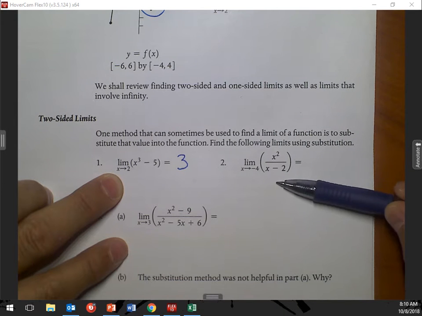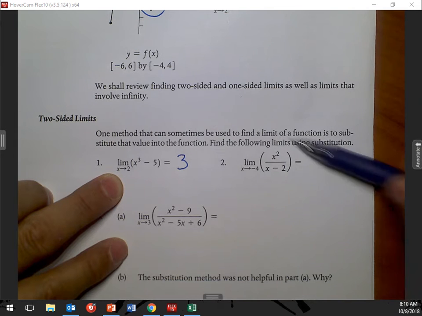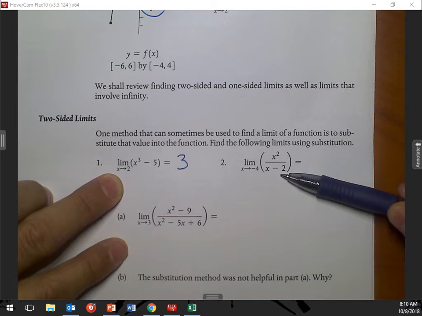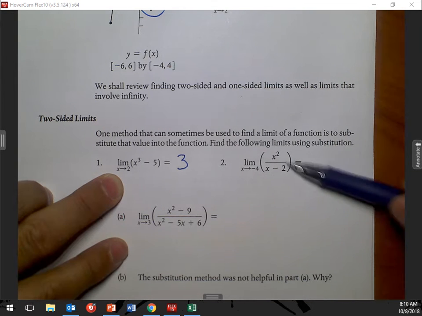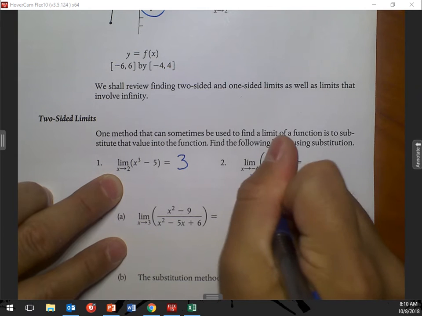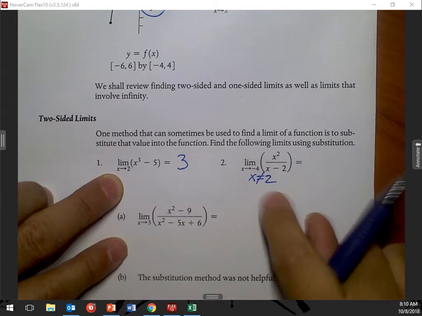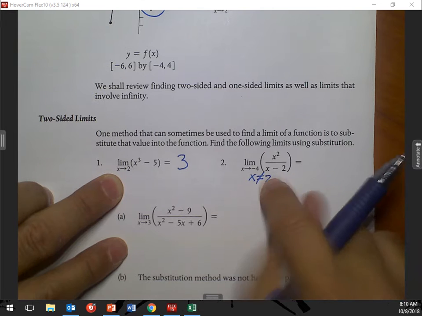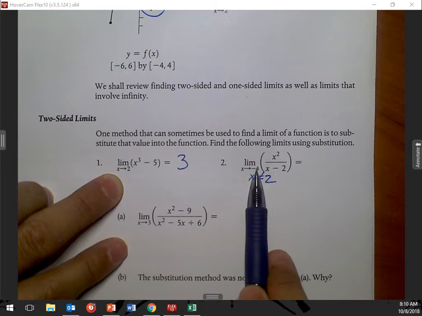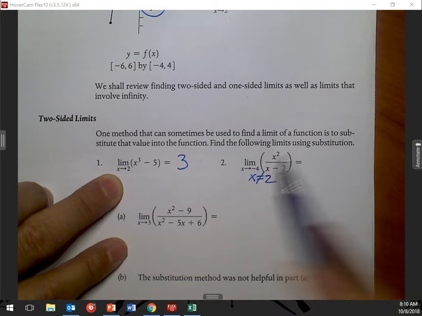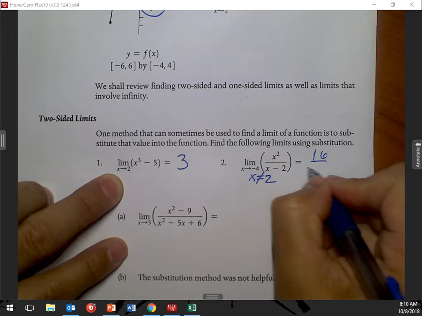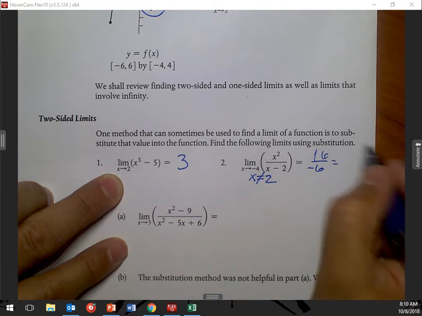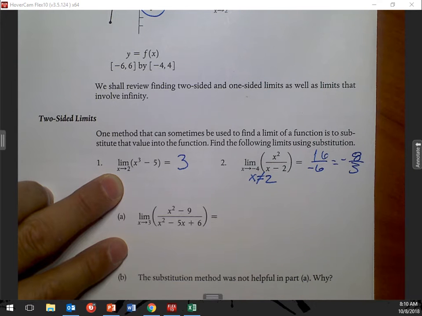Now this one does have a restriction on the domain, doesn't it? X cannot be 2. But the problem is, am I plugging in 2? No, so that doesn't matter. Since x cannot equal 2, I could plug in everything else but 2. So let's plug in -4. It would be -4 squared, which is 16, over -4 minus 2, which is -6, which reduces to -8/3, right?